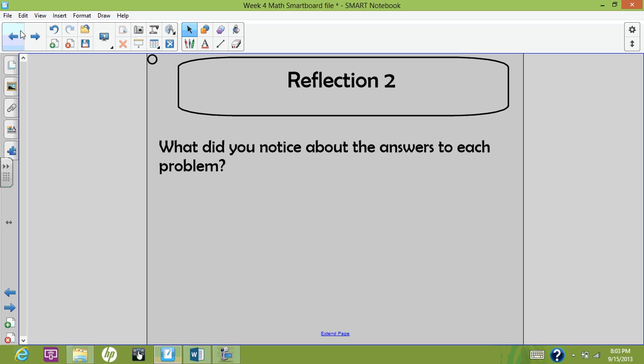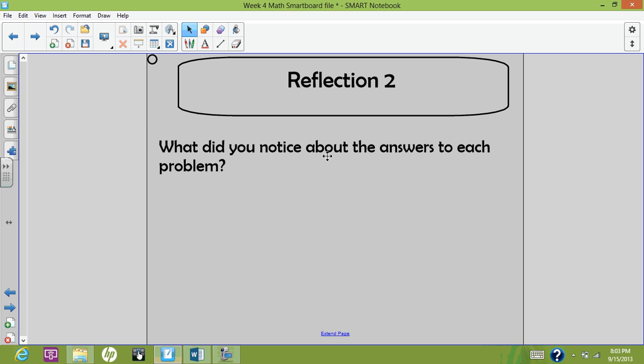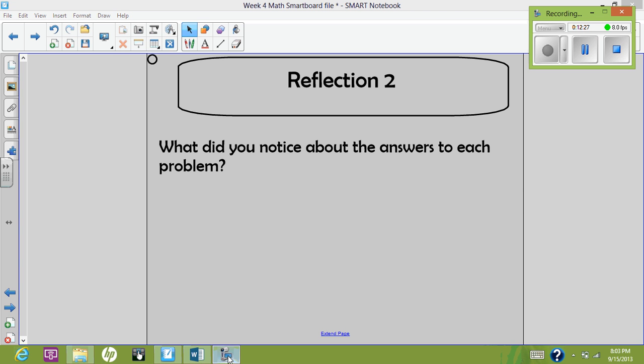All right, guys, at this time, I'd like you to start a new page, and I have another reflection for you. You're going to, once again, write down what you noticed about the answers to each problem. Look at them really carefully. Look at the positives, look at the negatives, look at the sign of the answers that you end up with, and I want you to come up with some kind of conclusion for what you notice. Is there a pattern? Is there a predictable way to see what the sign is going to be? Go ahead and write 2 to 3 sentences, pause the video, and when you're ready, you can move on, but you better do the reflection before you move on.